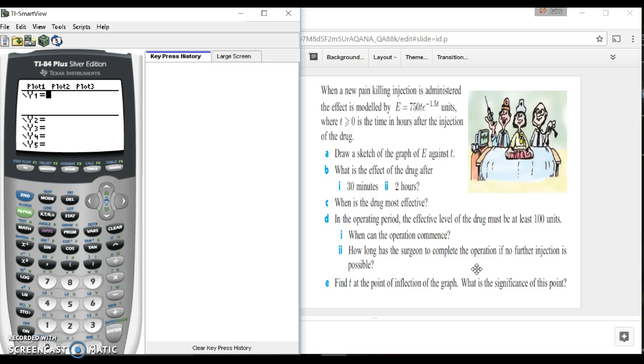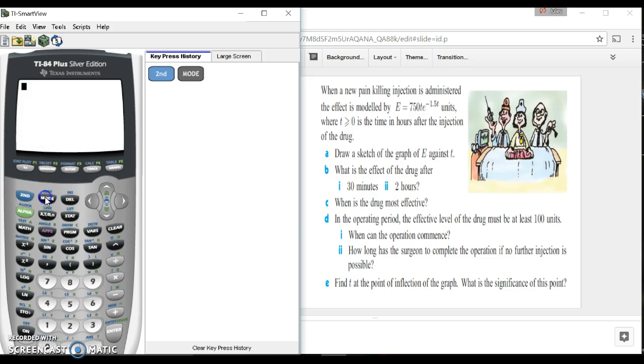So to show you how to graph functions using technology, I'm going to use this problem from the Hazy Maths Methods textbook. In this problem, we have a quantity E, which happens to be the effect of a pain-killing injection, and it's modeled using this surge function. So the first thing that we are asked to do is draw a sketch of the graph of E against T. So we can do that by inputting our function into the graphics calculator.